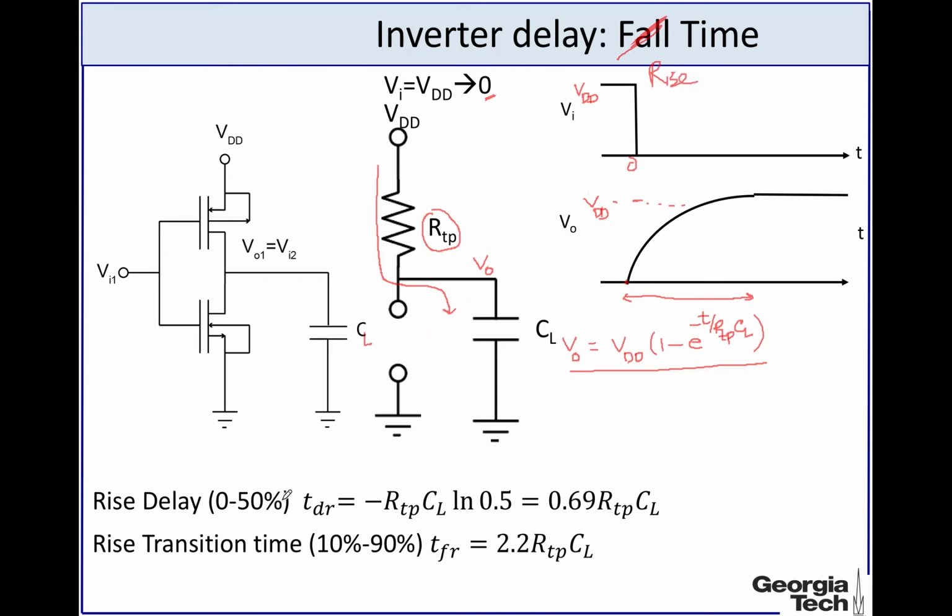For delay, we usually use two different metrics. One is rise delay, which is the time it takes for the output to go from 0 to 50% of the final output. This time is what we call the rise delay, denoted by TDR, and using this equation, TDR is 0.69 RTP multiplied with CL. We also use another metric called rise transition time, which is the time it takes for the output to go from 10% of its final value to 90% of the final value, and this is simply equal to 2.2 RTP CL.